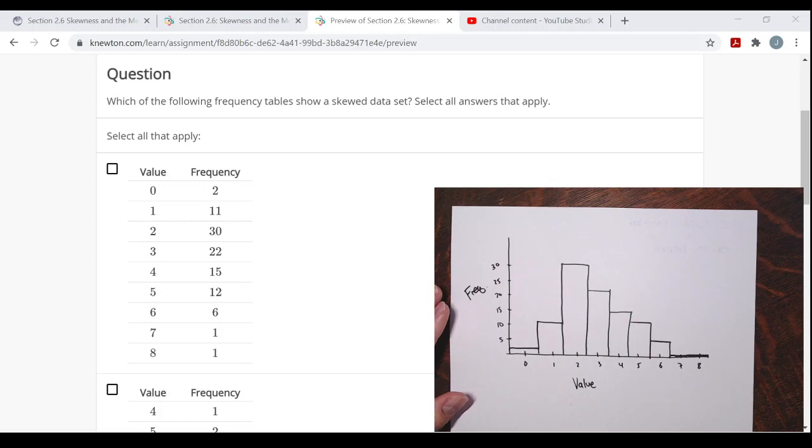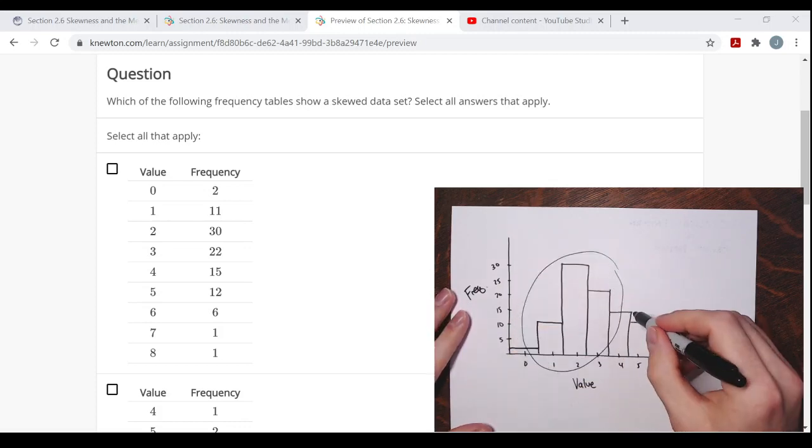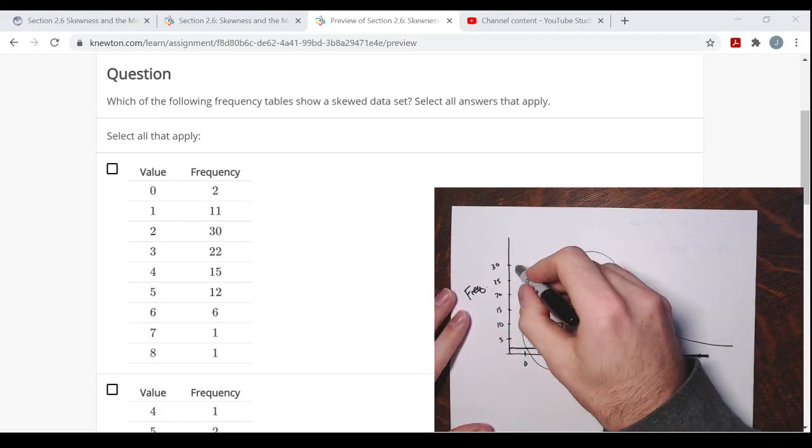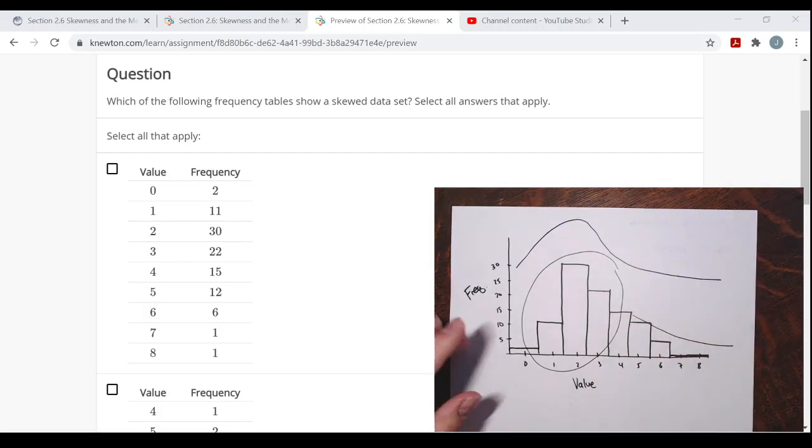Okay, so it looks to me like the bulk of this is to the left, and then you see how it's kind of stretched out to the right. It's got this kind of shape, which has a longer right tail. Looks like it's skewed right to me.